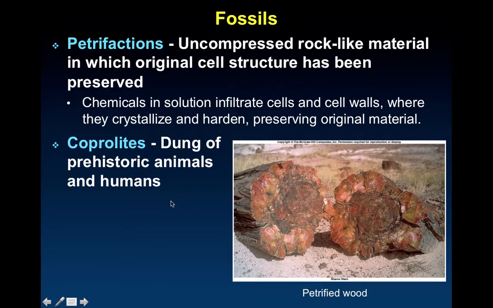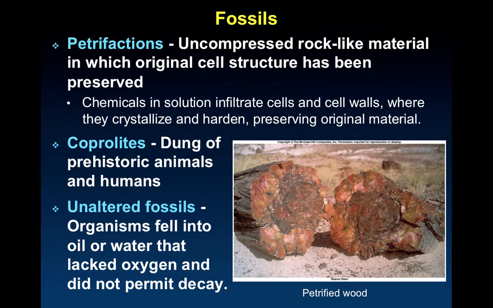Another place where you can find ferns and fern pieces is in coprolites. And a coprolite is the poop of prehistoric animals and humans, and we can see a lot of plants and plant parts in that. There's also unaltered fossils, where the organism fell into oil or water that lacked oxygen and did not permit decay. So you get kind of this picture-perfect fossil of what the animal actually looked like.